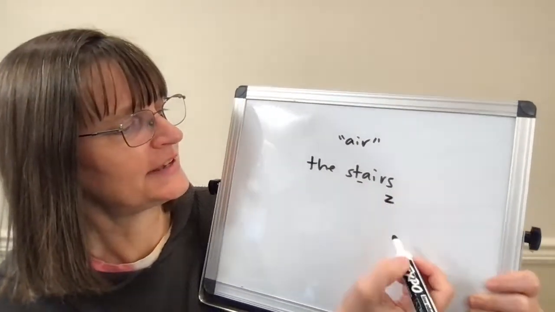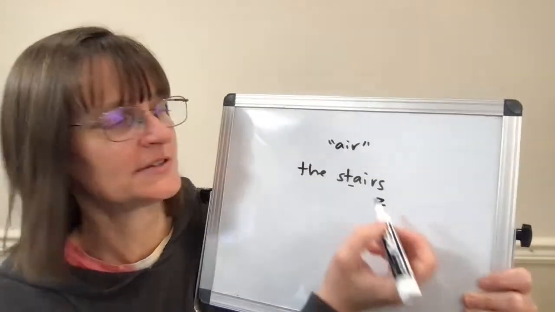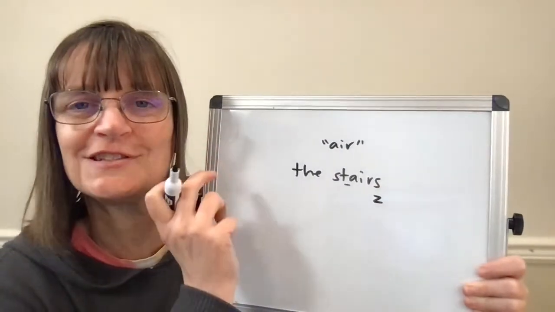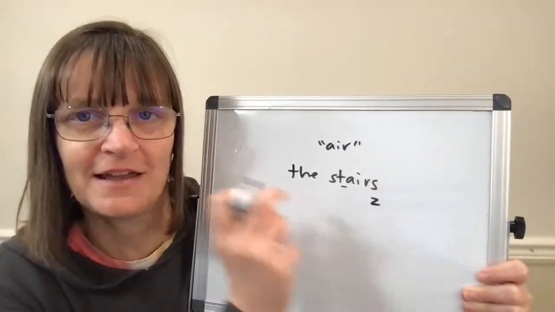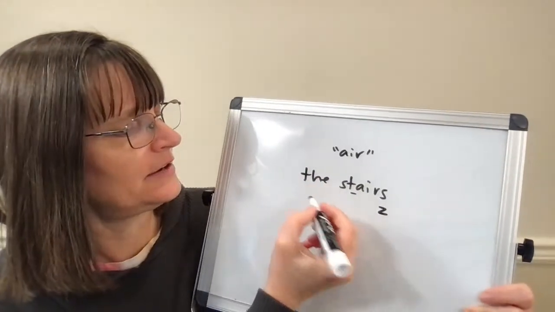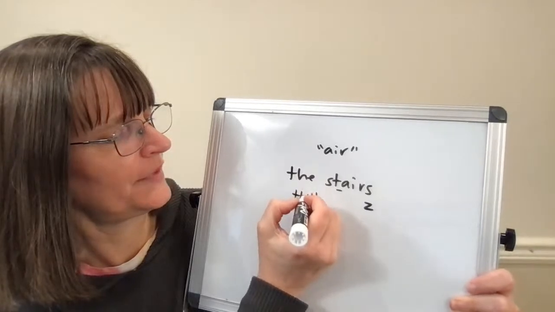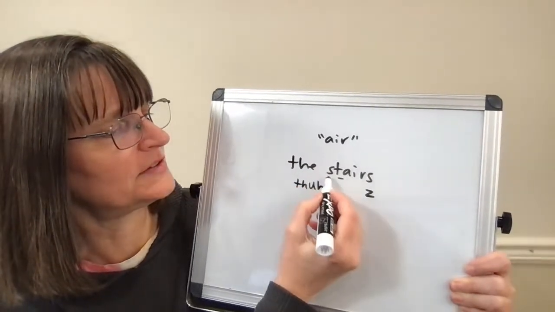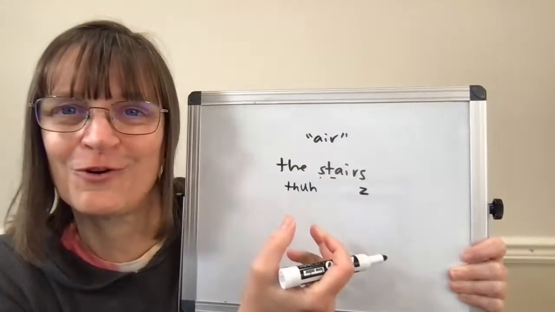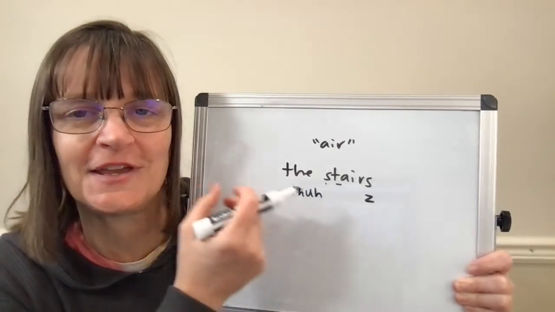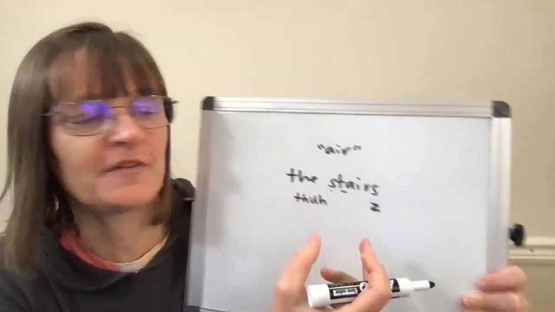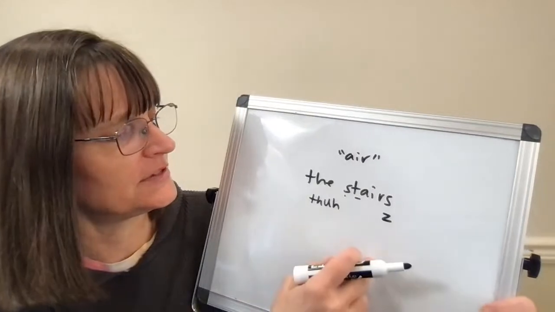This letter S says the Z sound because air is voiced. And so adding letter S, it says Z after a voice sound. And the in stairs is going to sound like a schwa because we say the before words that start with a consonant sound. We say the before words that start with a vowel sound. The stairs, the stairs.